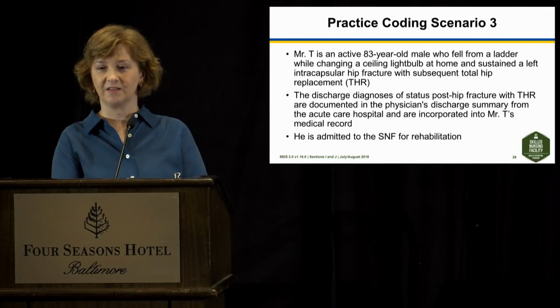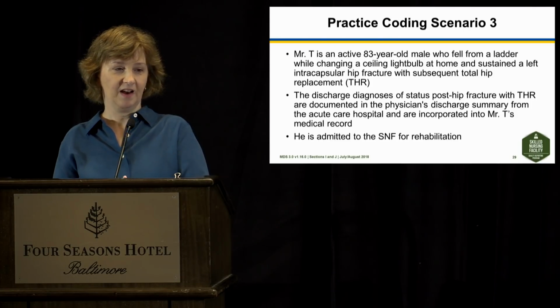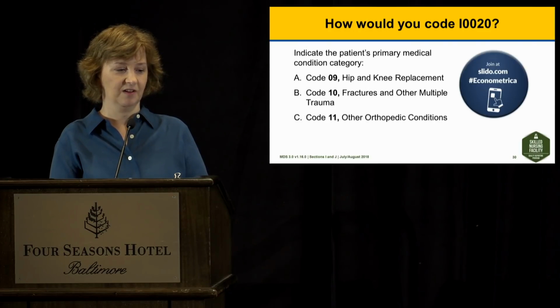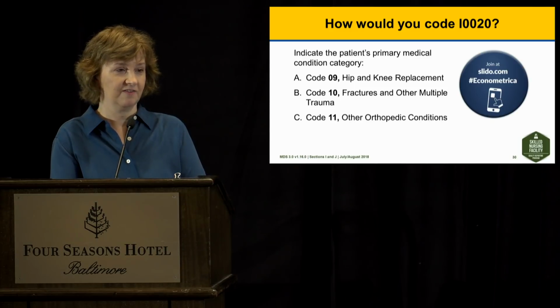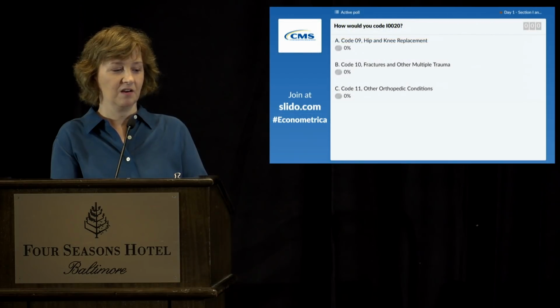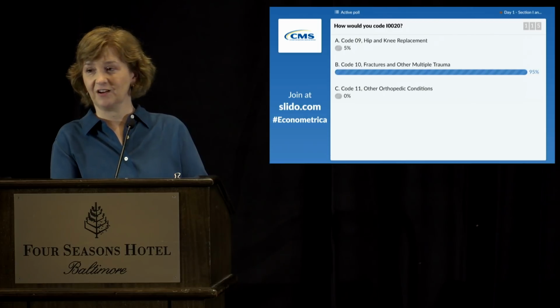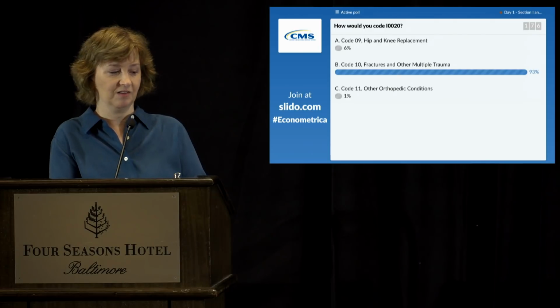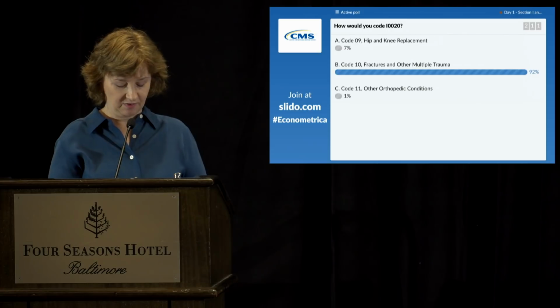So again, this is an instance where somebody experienced a hip fracture due to an accident and then had a hip replacement due to that hip fracture. And so how would you code this particular resident if he was admitted to your skilled nursing facility? The options here are 09, hip and knee replacement, 10, fractures and other multiple trauma, 11, other orthopedic conditions. Okay, I'll just give everybody a bit of time to put in an answer there.